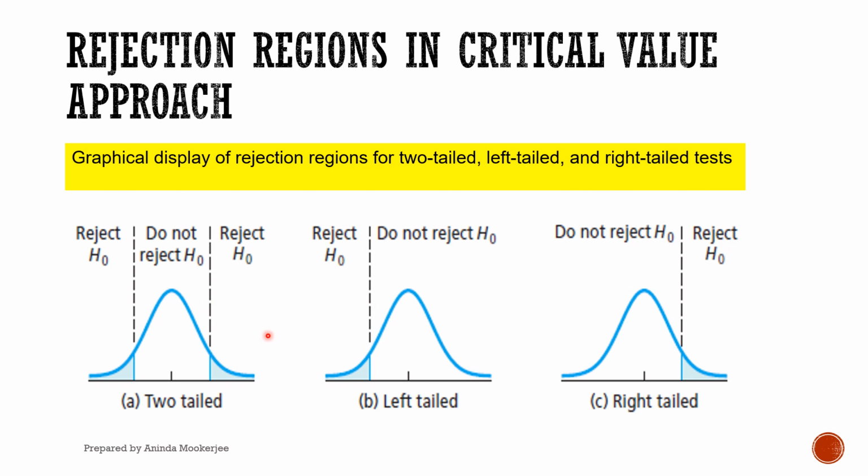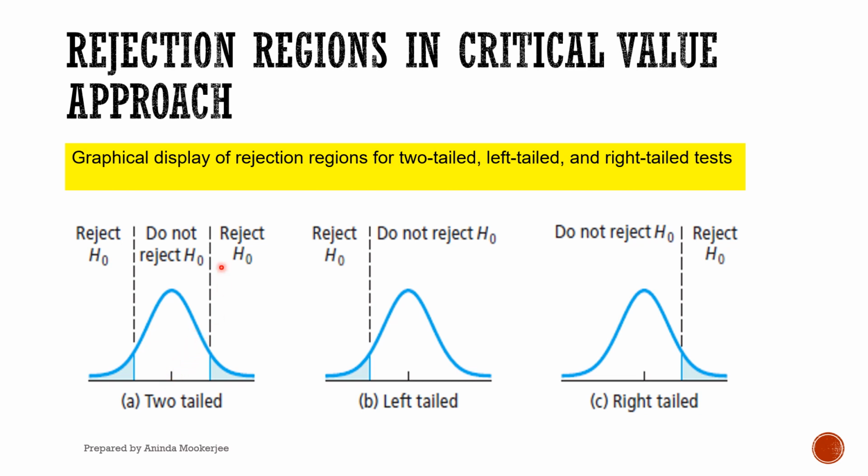Now in this slide, we show the rejection regions based on the alternate hypothesis. The rejection regions are determined from the alternate hypothesis statements. The reject regions will always be at the ends of the curve. If it is a two-tailed test, the rejection region will be on both ends of the curve, and the region in between will be the do not reject the null hypothesis region.